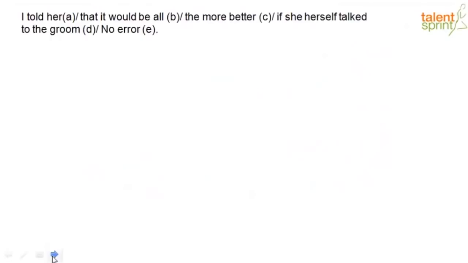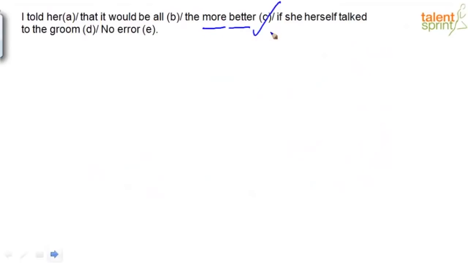Rule number 5. Double superlatives and double comparatives. Alright, so refrain from using adjectives ending with ER with the word "more," or adjectives ending in EST with the word "most." For example, "more higher" or "most tallest." Here's our example. I told her that it would be all the more better if she herself talked to the groom. Okay, where do you think the error is? I told her that it would be all the more better. See this? Yeah. So what is the rule?